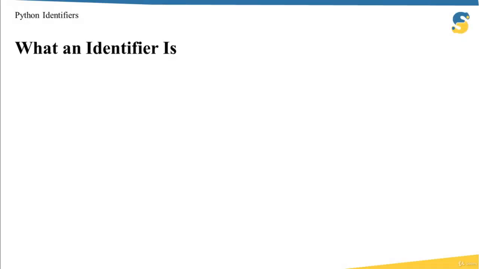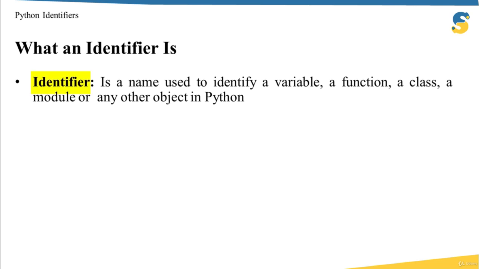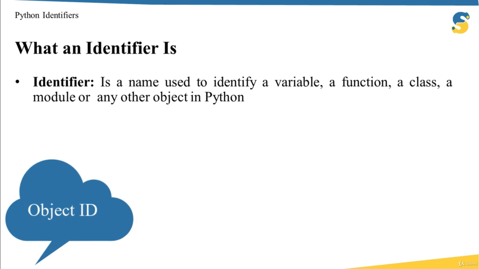So, what is an identifier? Simply, an identifier is a name used to identify a variable, a function, a class, a module, or any other object in Python. In other words, we can say an identifier is the object ID.